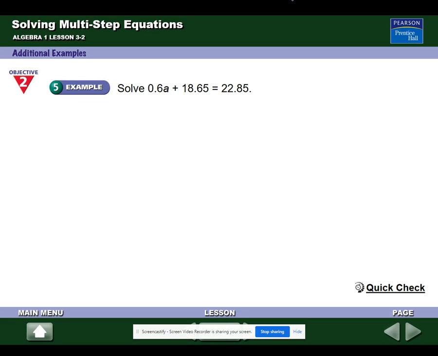But a convenient thing to do would be to take a step and multiply by 100. Multiply this by 100, multiply this by 100, and multiply this by 100. Because that will just move the decimal so that this will become 1,865, this will become 2,285, this will become 60. 60a plus 1865 equals 2285. Okay? Sometimes it's just easier to work out of the decimal, not in decimal.